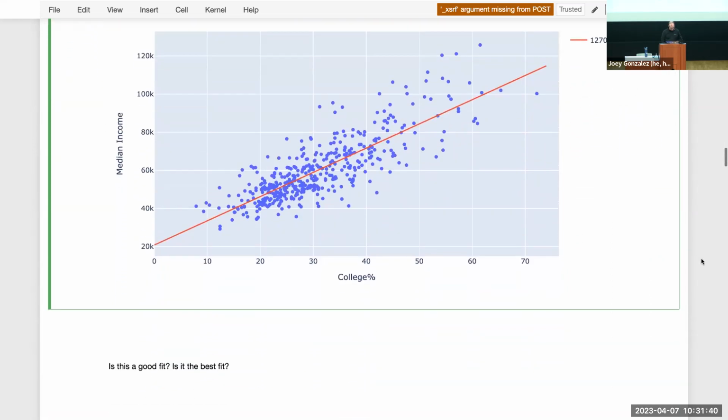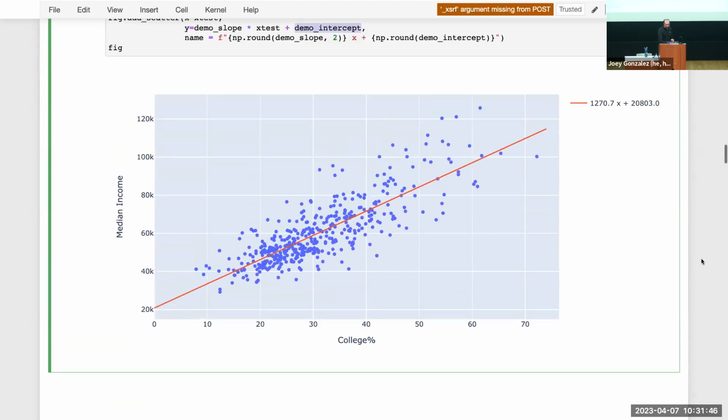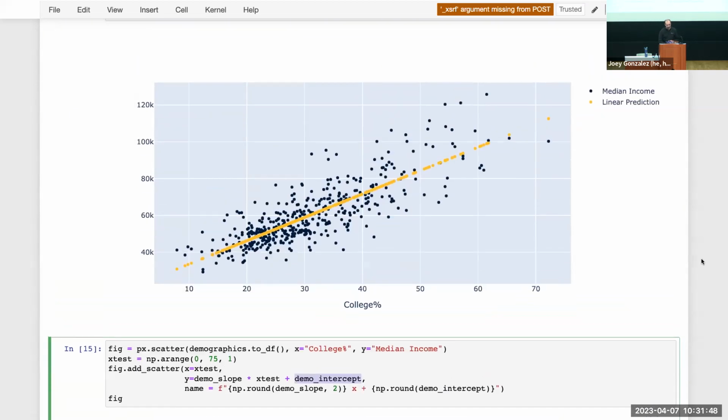Good. All right, so is this fit a good fit? Is this the best fit? And this comes back to this earlier picture here. Could I have done better? How could I have moved this line? In order to answer these kinds of questions, I need a good measure of the error in my model, my linear equation.